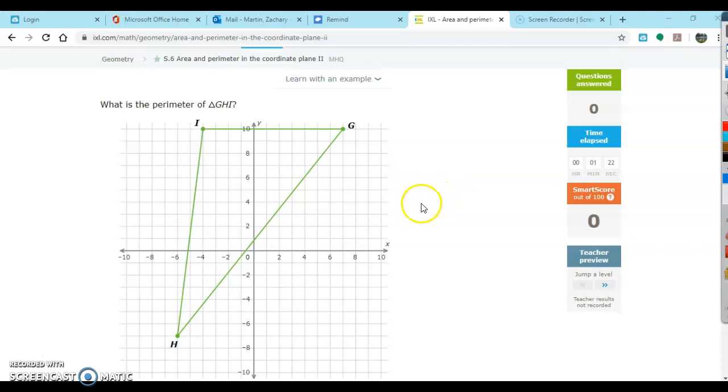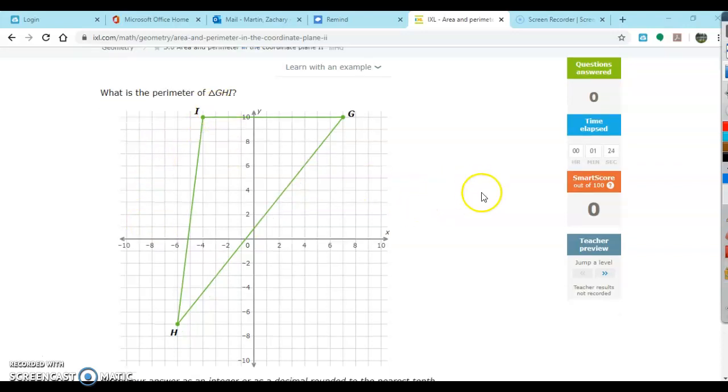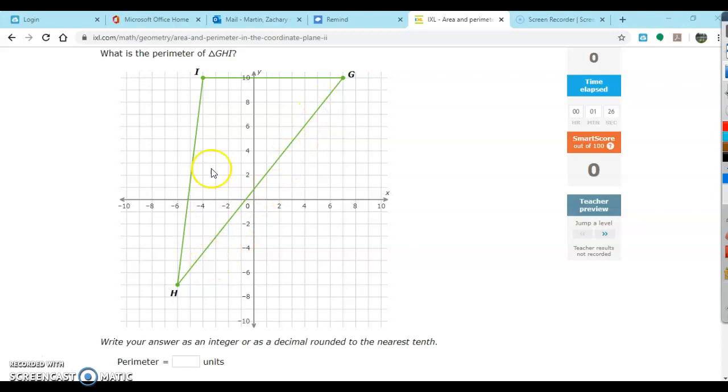The first question says, what's the perimeter of triangle GHI? So I've got triangle GHI in the coordinate plane, and they want me to figure out the perimeter. So let's take a look.